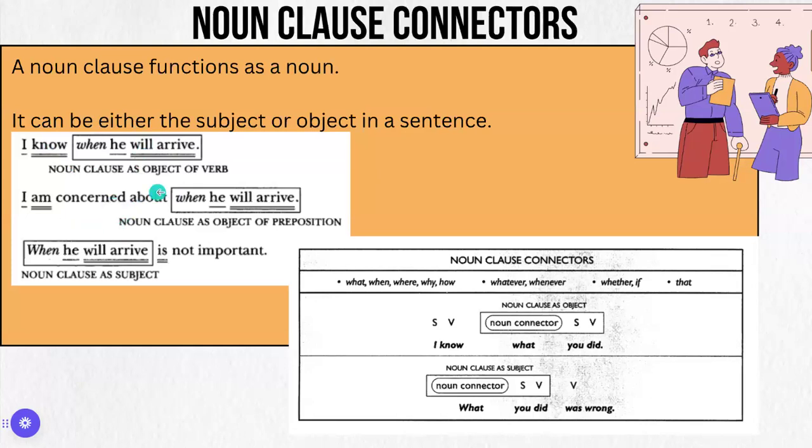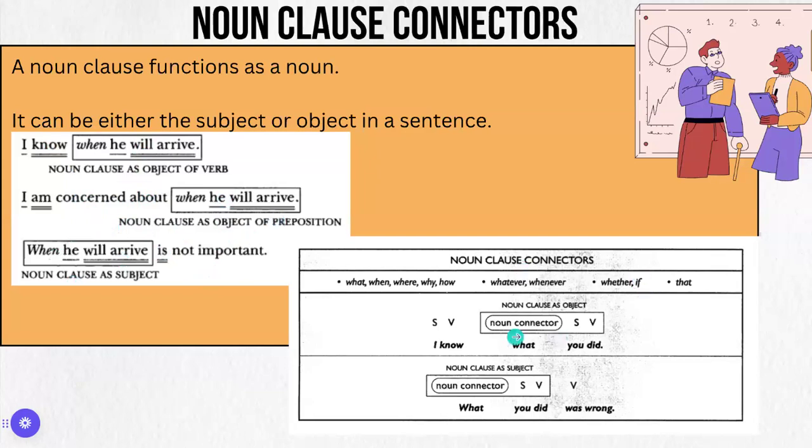I am concerned about when he will arrive. Now, this is the object of a preposition. If you see, right after the verb I have a preposition and my clause. Or as a subject, like in this case: when he will arrive is not important. All of this is the subject of the sentence.